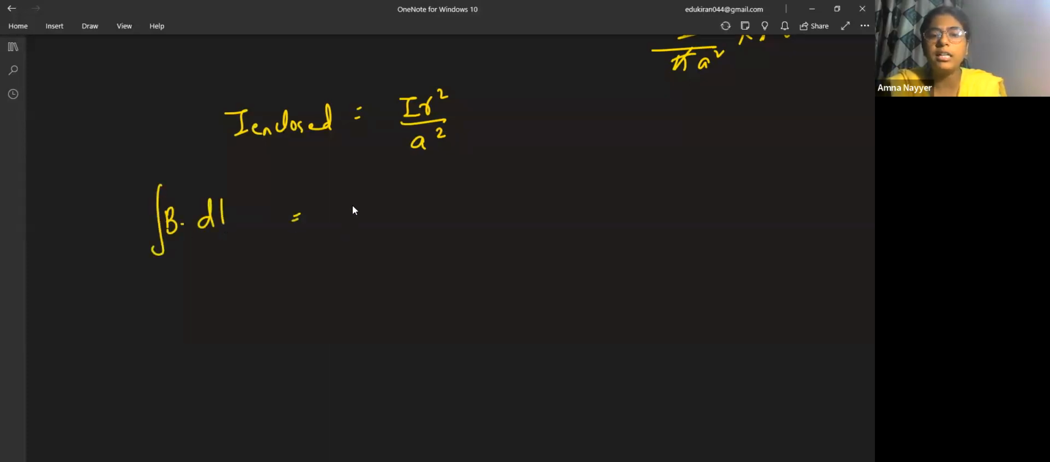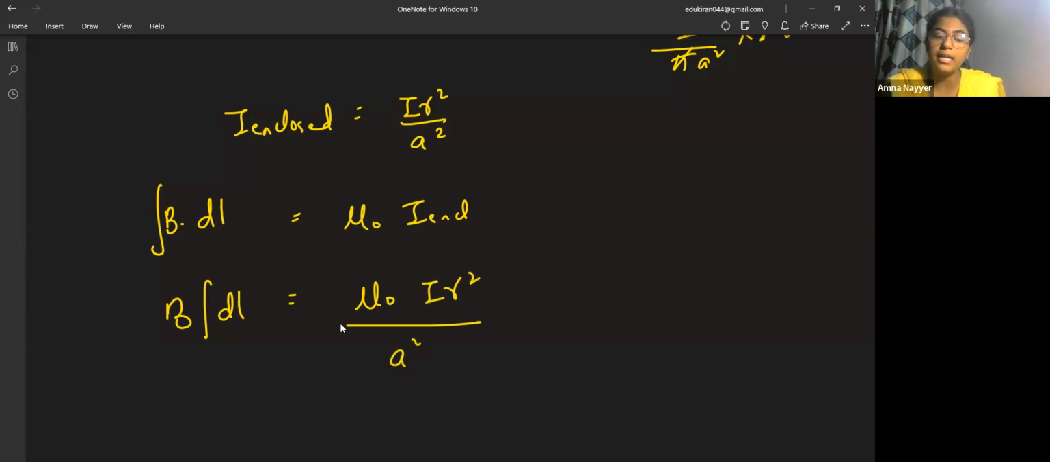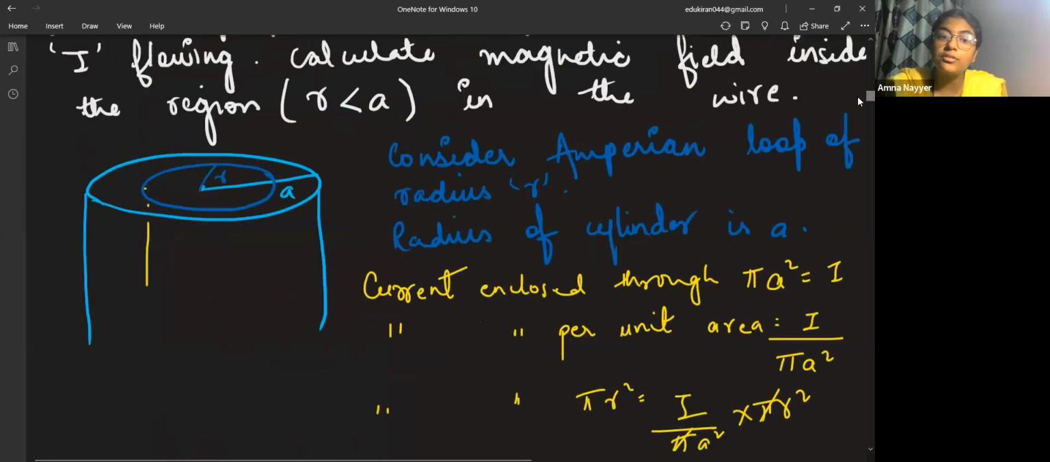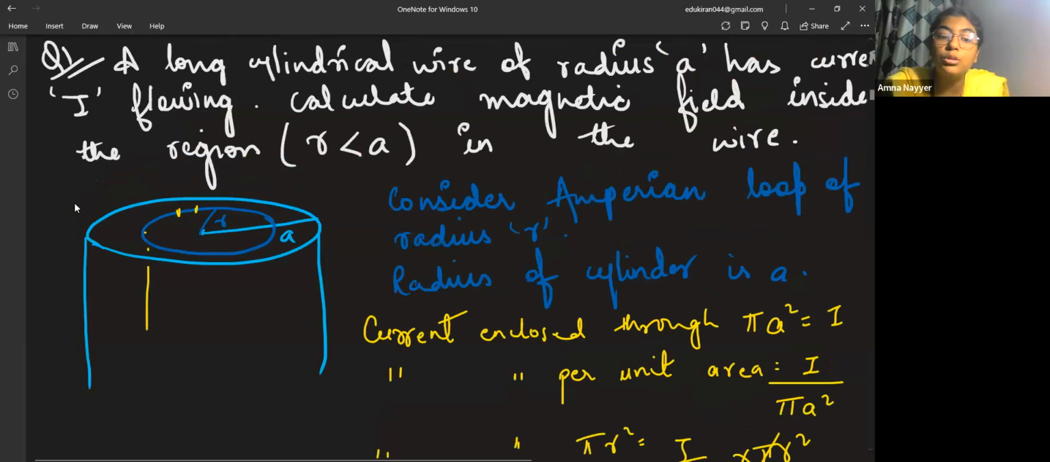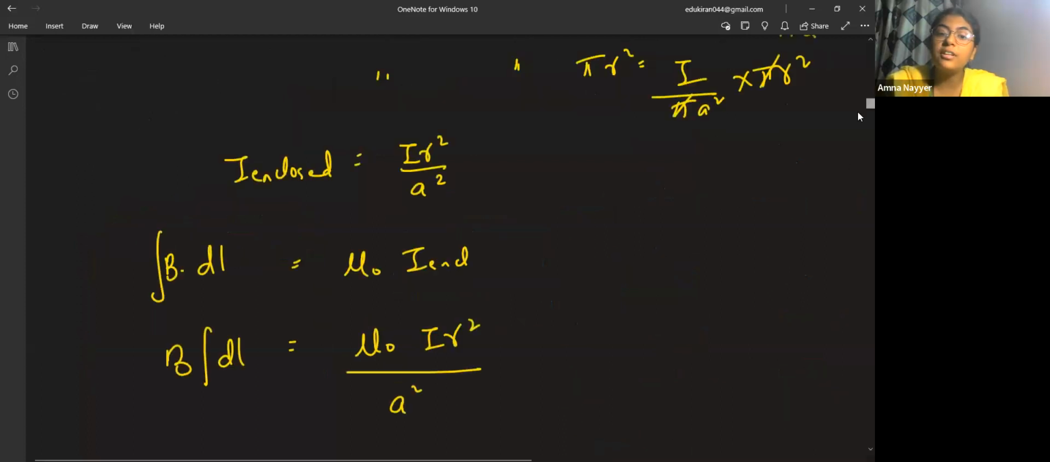Integral of B dot dl is equal to mu naught I enclosed. B is a constant. Integral of dl is equal to mu naught I enclosed, which is I R square divided by A square. What is the integration of dl? dl is from the Amperian loop. So for the entire Amperian loop circle, do not get confused between the wire and the Amperian loop. Always it is through the Amperian loop only. Everything is with reference to the Amperian loop only.